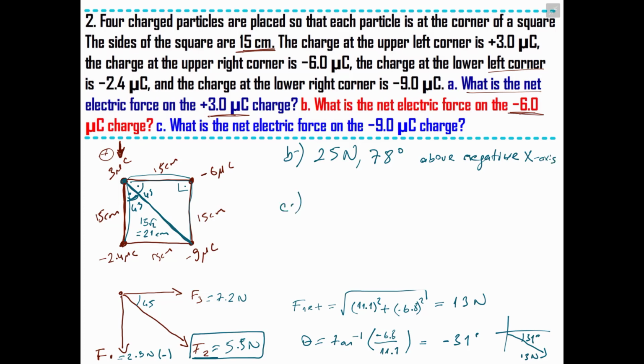Answer of C: 18 Newton, 75 degrees below the positive x-axis.